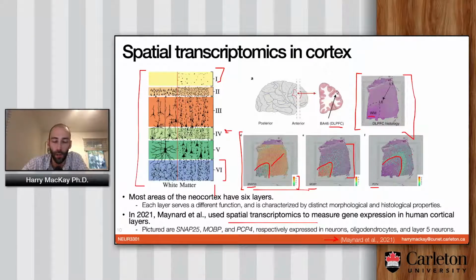So here they're just showing that using just gene expression data from this spatial transcriptomics approach, they're able to reconstitute the known anatomy of the cortex, something that you would have previously only been able to do by looking at the cells under a microscope and asking, are these granular cells or are they pyramidal neurons or whatever else. So that's pretty cool.